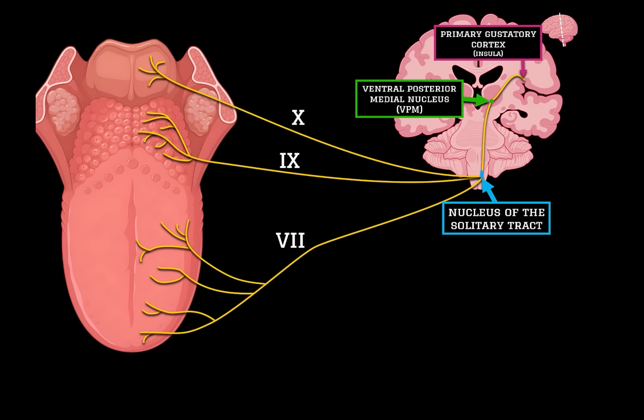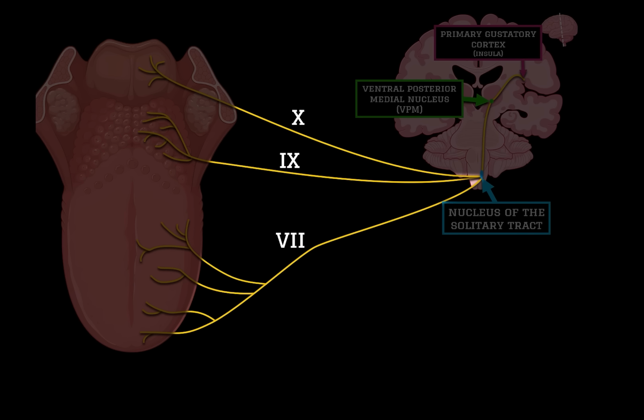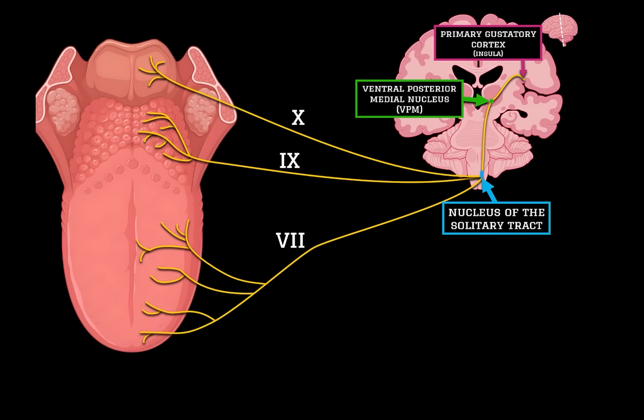So, the gustatory pathway is essentially a three-step chain. First, taste buds, then cranial nerves 7, 9, and 10, then to the nucleus of the solitary tract, then thalamus, and then the gustatory cortex.